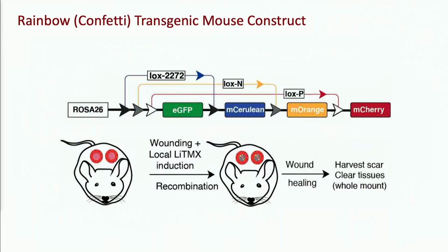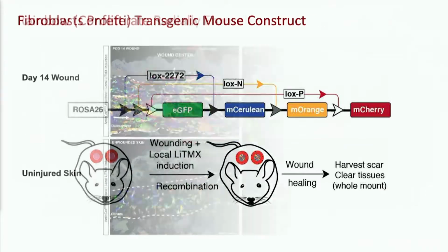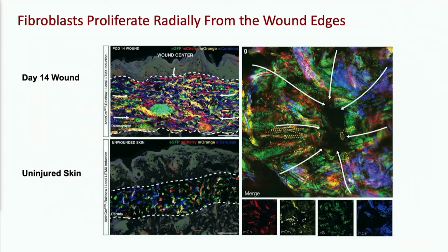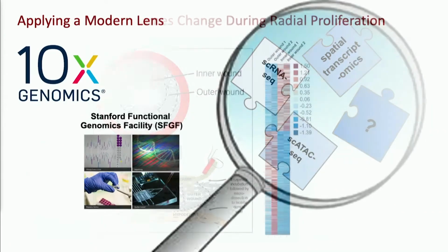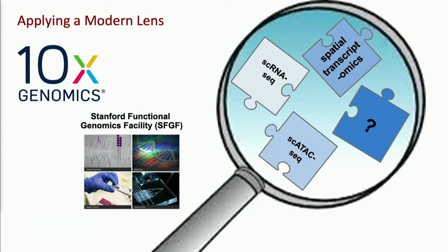Using the rainbow confetti mouse construct, we've shown that these cells proliferate radially inward in a polyclonal fashion to fill the wound gap. And in this process, going from the outer edge to the inner edge of the wound, their transcriptional programs shift considerably. In the last year, Deshka Foster and I have spent considerable time working with the folks at 10x Genomics, as well as Stanford's functional genomics facility, to apply next-gen omics technology to study fibroblasts in the context of wound healing.